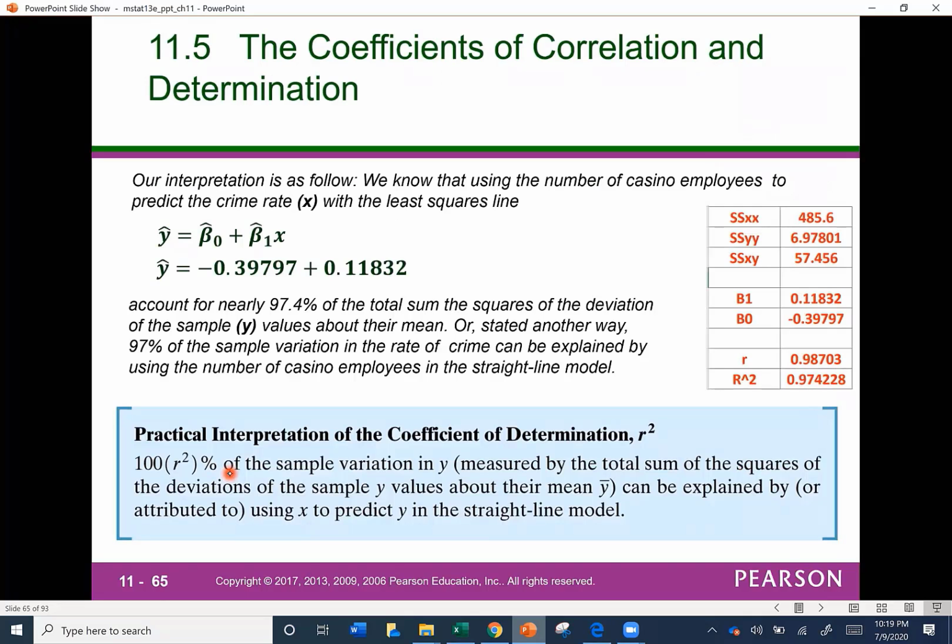Our interpretation is as follows. We know that using the number of casino employees to predict the crime rate with the least squares line, this line accounts for nearly 97.4% of the total sum of the squares of the deviations of all y values about the mean. Or stated in another way, 97% of the sample variation in the crime rate can be explained by using the number of casino employees in the mathematical model. That is the interpretation. It is very important that you understand that. Let's stop here.